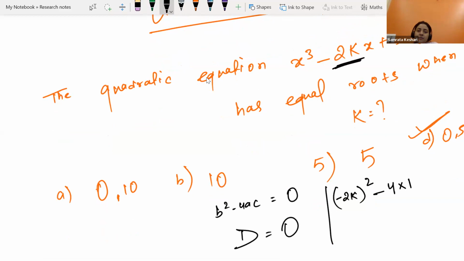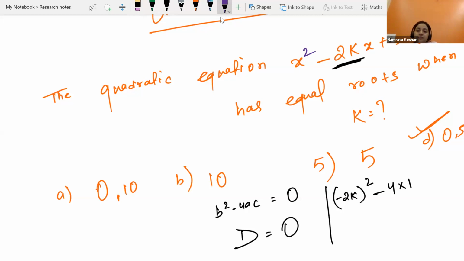Wait, have I written x cube over here? Just a second. It was x square and it must be x square. By mistake I ended up writing x cube. It has to be x square because we are talking about quadratic. So that was a printing mistake.